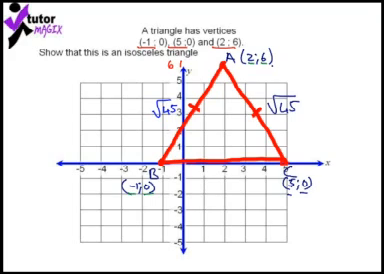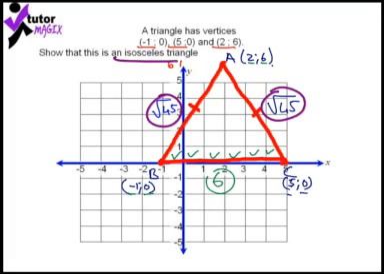And then to get the distance between B and C, we can simply count along the x-axis. It's 1, 2, 3, 4, 5, 6 units. So obviously that side BC is not the same length as either AB or AC. But what is important is that AB and AC are equal in length, so it makes this triangle an isosceles triangle.